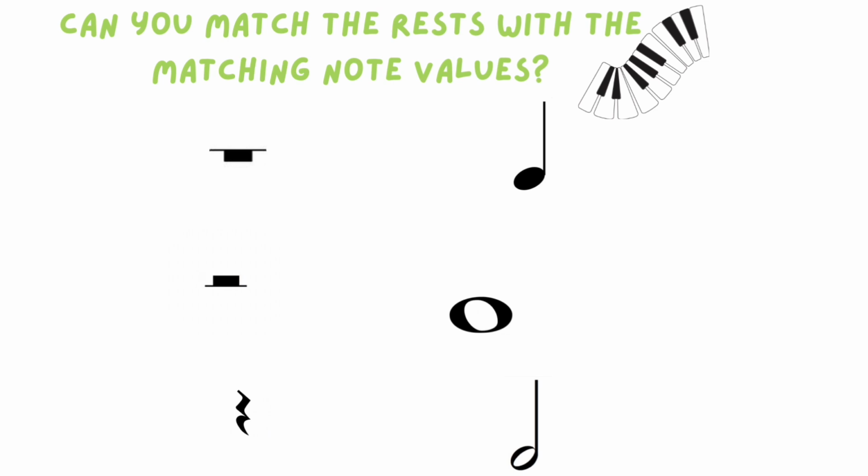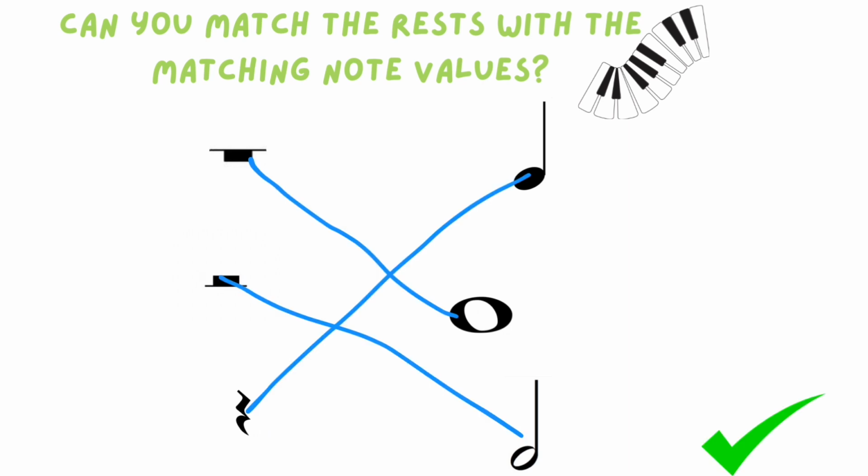Okay, can you match the rests with the matching note value? So remember we went through this, which ones match. Pause the video if you need to. Answer coming up, 3, 2, 1. Okay, so top one is semibreve, then you've got a minim rest, and then you've got a crotchet rest.